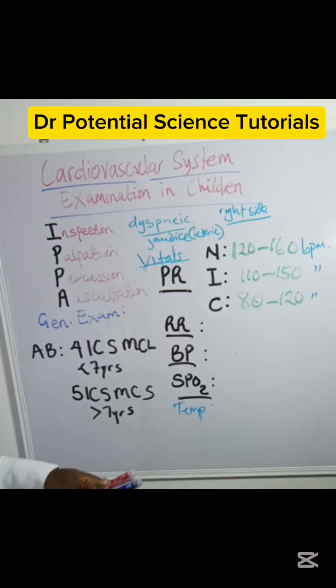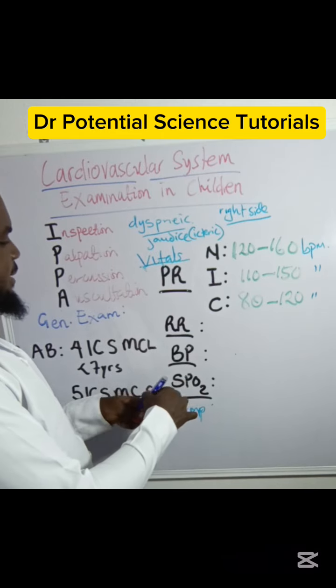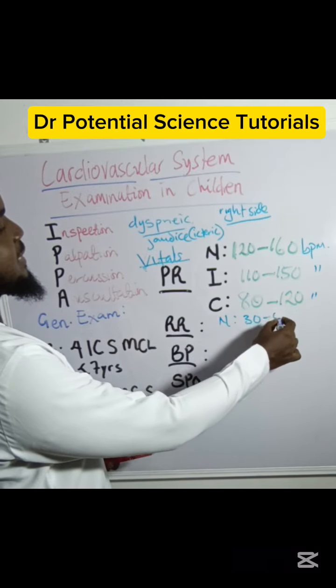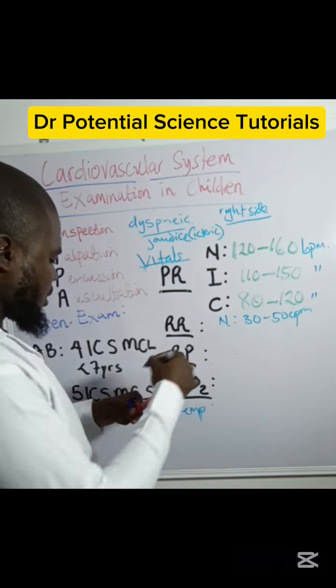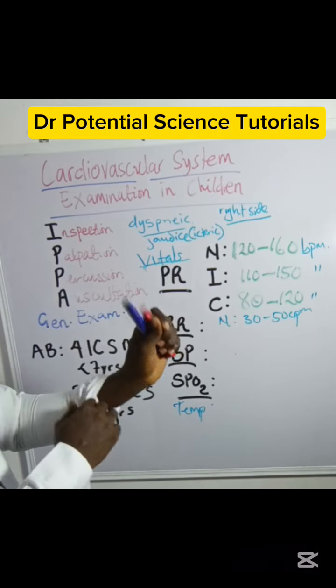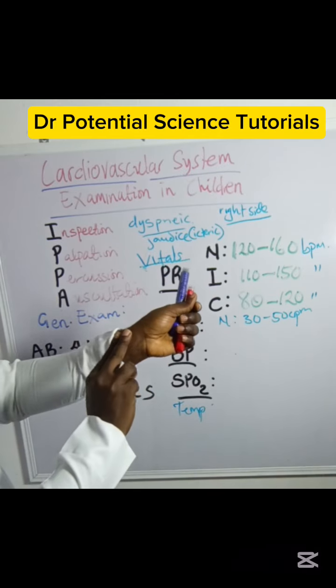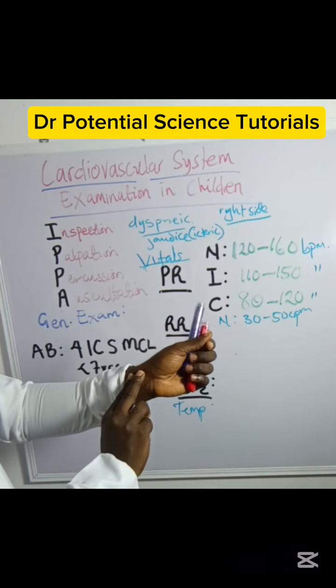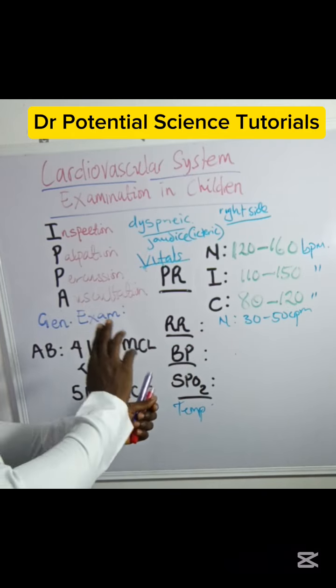For the respiratory rates, usually for neonates, we use 30 to 50 cycles per minute. Then I told you in class, how do we check the pulse rate? Use the top of your two fingers here on the radial artery. Then you count for what? 60 seconds. That is the pulse rate.